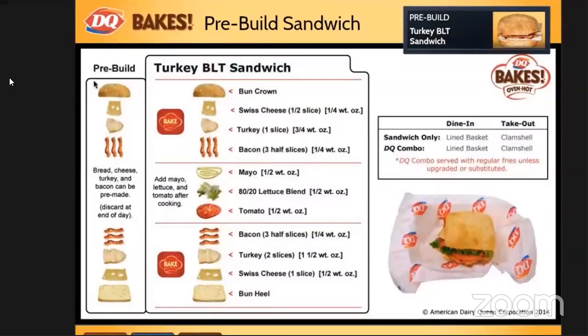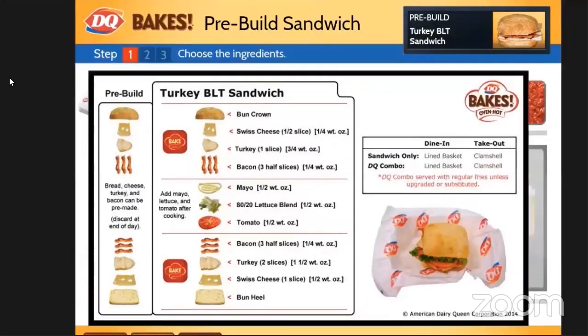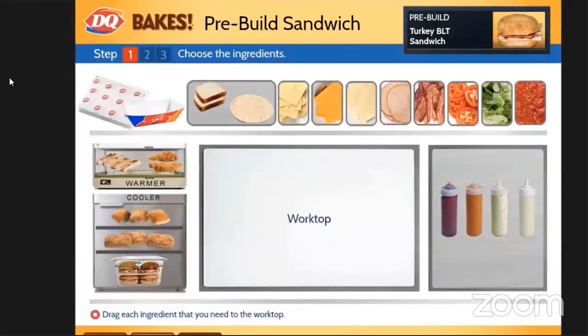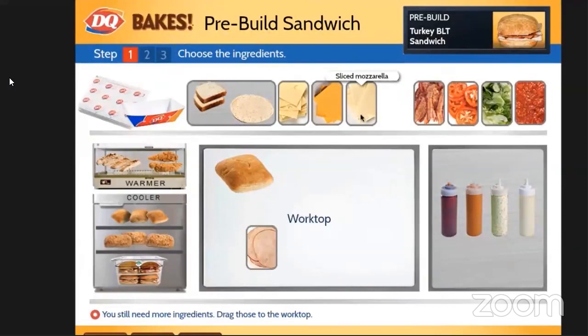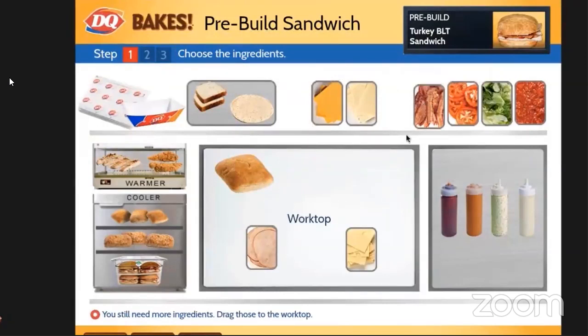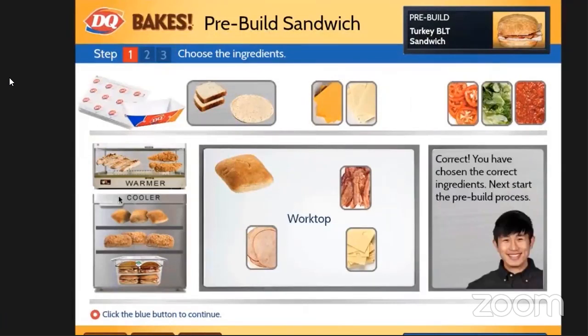So again, I'm in control of, do I want to study this very carefully, or do I want to just keep trying to figure this out? Either way, I'm being held accountable to get this right. Well, I think I know that this is on a ciabatta bread, and there's turkey and cheese. I think it's Swiss, American, or mozzarella. I think it's Swiss cheese and the bacon, and these are the things I'm going to pre-assemble. And sure enough, there I did get it right, and now I'm ready to pre-build the sandwich.